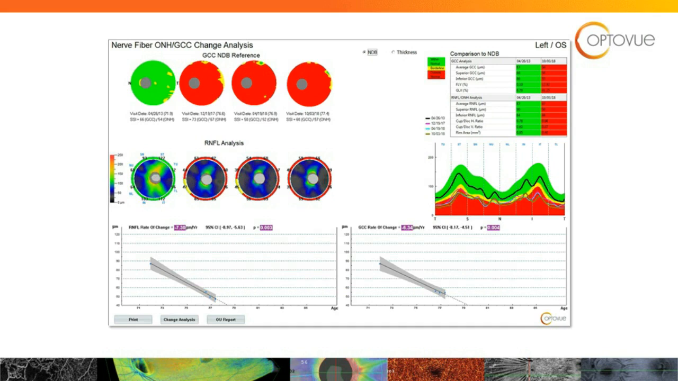A couple of other thoughts about that: on the trend-based analysis, there is a gray area that's bracketing the actual line. That's our confidence interval. We want that as thin and as tight as possible. Sometimes if you get an inaccurate scan, it'll make that gray area much wider, and you have to keep that in mind as you're trying to make assessments. We'll talk about that a little more in a few moments.